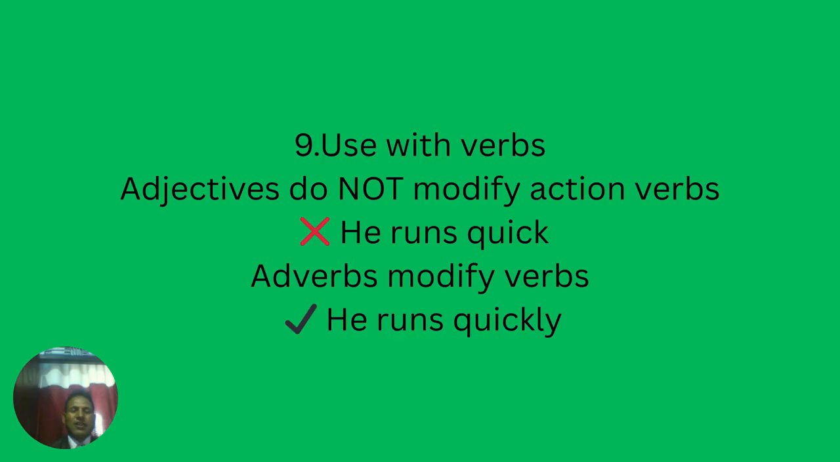For more understanding, we can use them with verbs. Adjectives do not modify action verbs, but adverbs modify verbs. For example, he runs quickly, but adjectives modify nouns. A smart student: here, smart has differentiated this student from other students. So the inherent capacity of a word that can modify a noun is an adjective, and if it modifies a verb, it's an adverb.